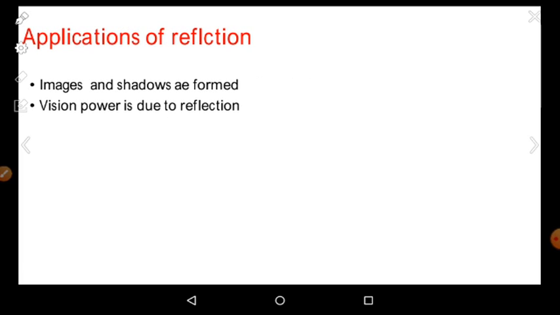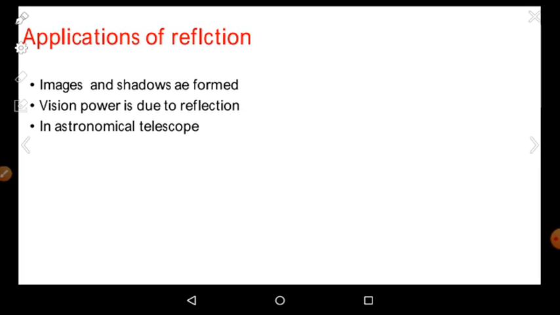And one more significant property of light reflection is vision power. So we could see or observe, and we have the vision power, only due to reflection. The light is reflected from any substance, any object, and that can be seen by us, by humans. So this is only due to reflection. If there is no reflection of light, then the object could not be seen. If the light is not reflected by an object, then the object could not be seen. So the images, the shadows, and the vision power are due to reflection only.